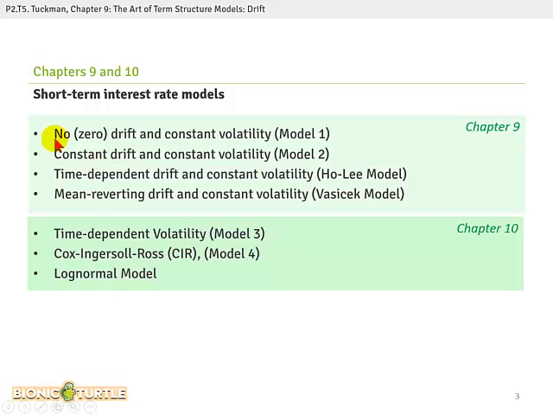What changed is the treatment of drift, starting from a Model 1 that assumed no drift up to maybe the first realistic model, the Vasicek model, that introduced mean reverting drift for the short-term interest rate. Then Chapter 10 turns its attention to the volatility assumption and liberates us from this assumption that volatility is constant.